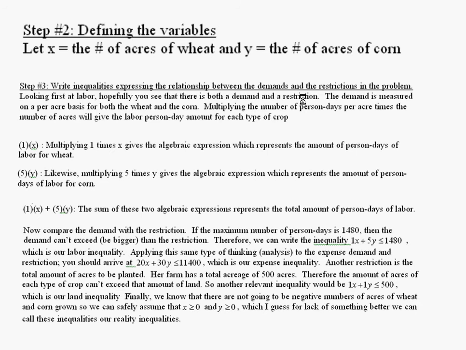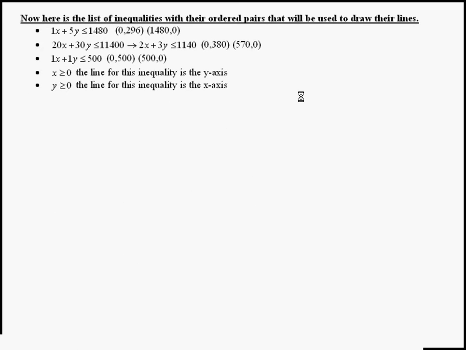Finally, we know that there are not going to be negative numbers of acres of wheat and corn grown, so we can safely assume that x and y are both going to be greater than or equal to 0, which, for lack of something better, we can call our reality inequalities. So here's the list of inequalities with their ordered pairs that we use to draw their lines.